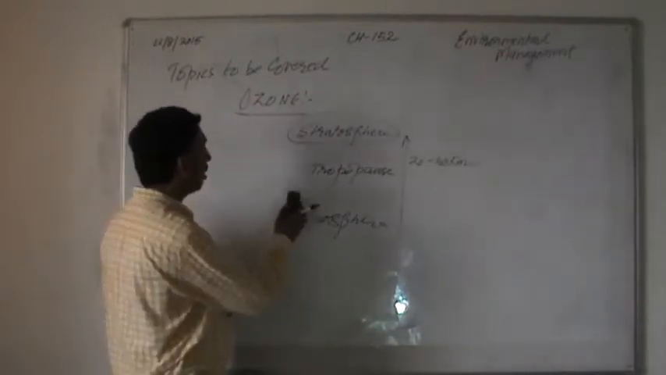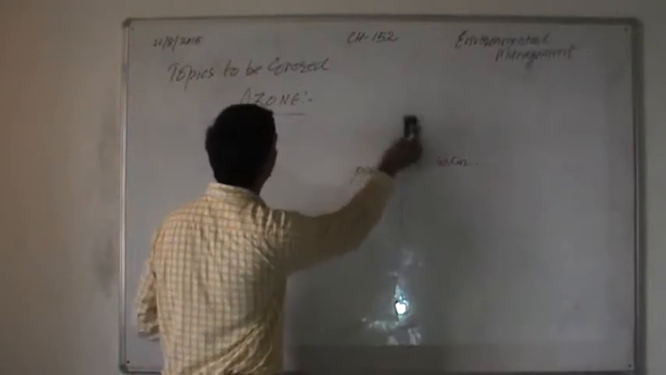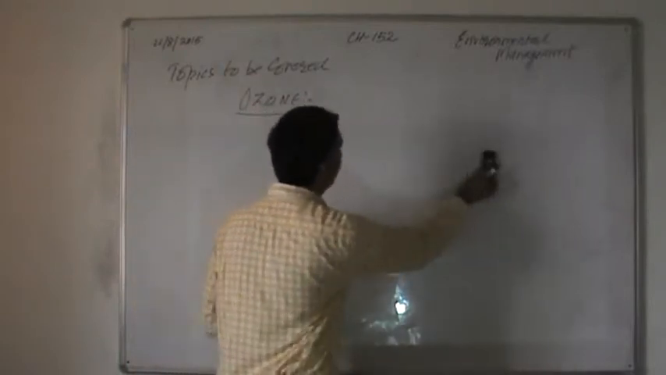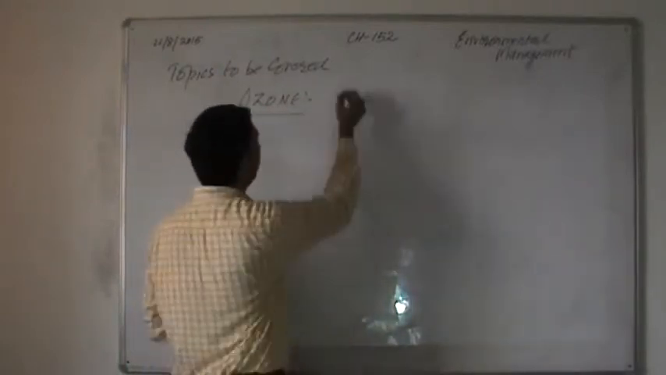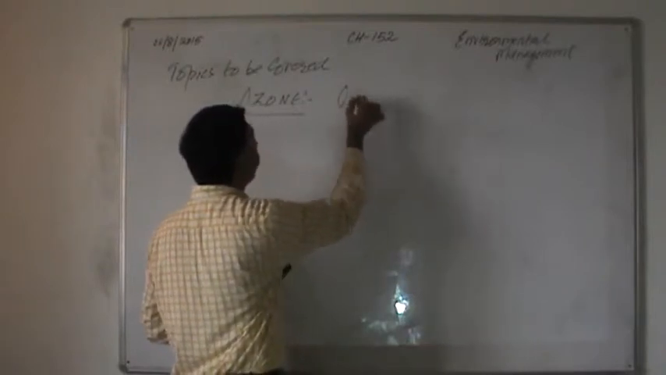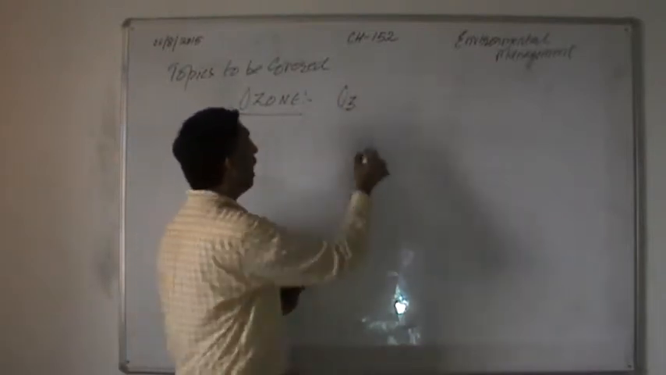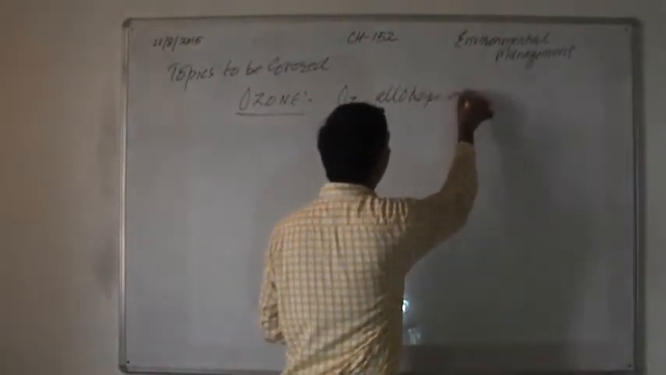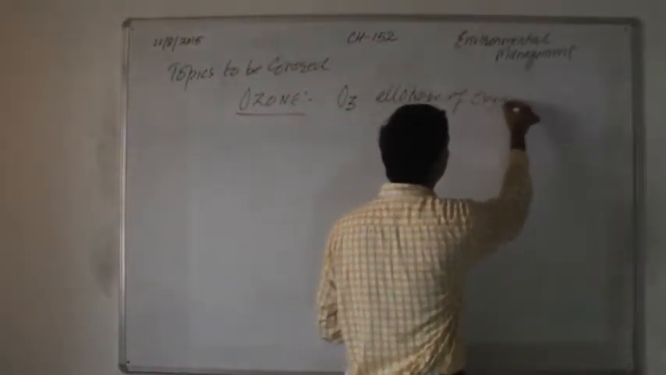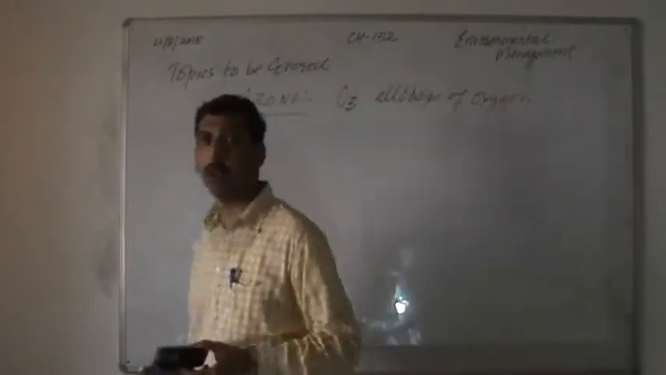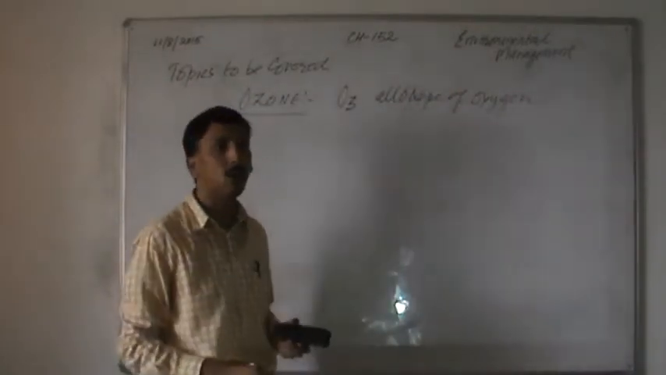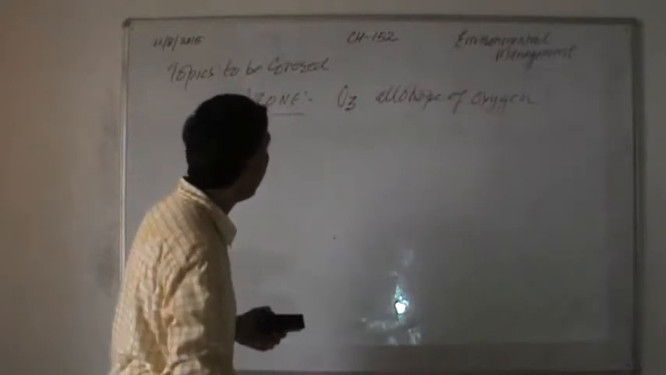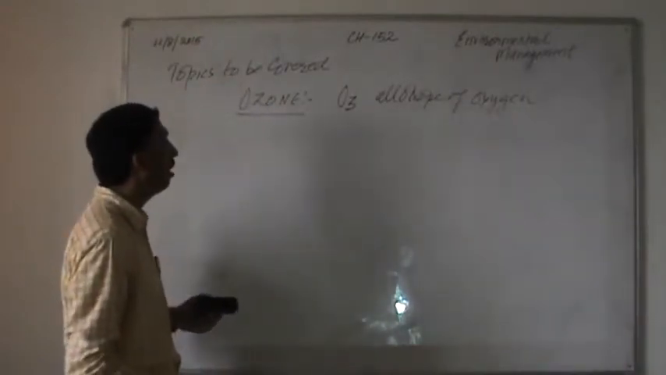Now let us discuss the chemistry of ozone. What is the formula of ozone? Ozone is chemically written as O3. It is an allotrope of oxygen, that is, it is produced from oxygen in the presence of ultraviolet light. How is it produced? Let us see that.